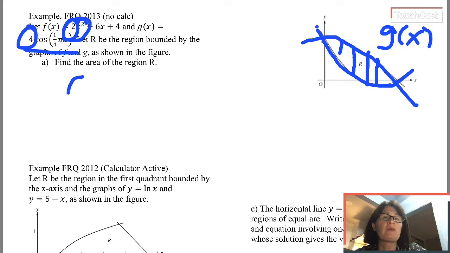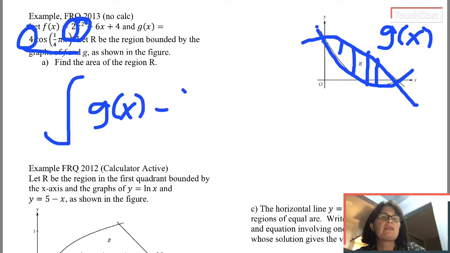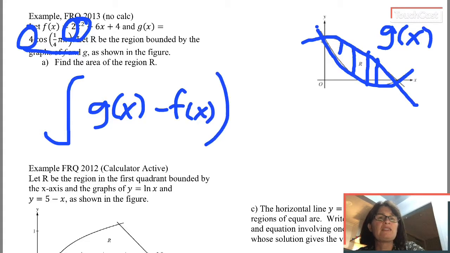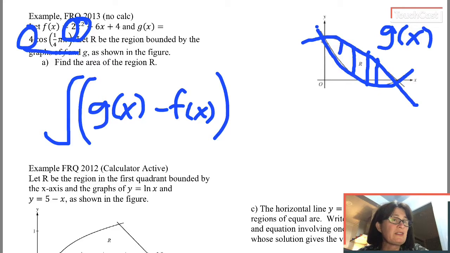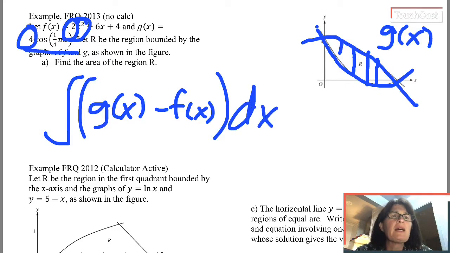So I know that I'm going to be able to integrate g of x minus f of x. Notice please, technically that needs to go in parentheses or some kind of grouping symbol so that it all gets multiplied by dx. And my lower limit, so I'm integrating with respect to x, is going to be the furthest left x that gets touched by this graph.